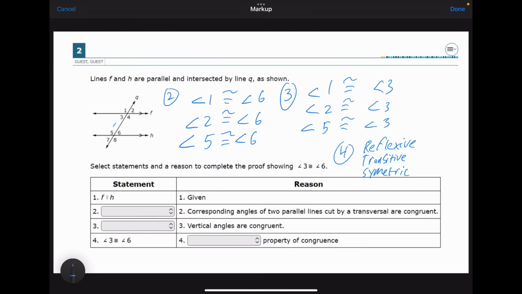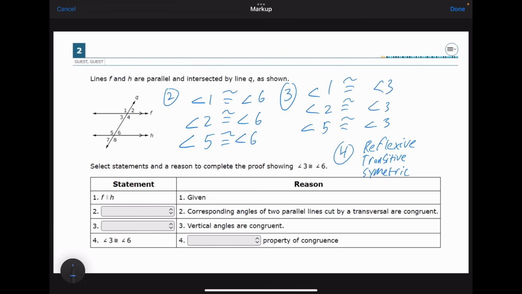Okay, question number 2. We're given lines F and H are parallel and intersected by line Q, as shown in the diagram below. Now, we are to select statements and then select a reason to complete the proof, showing that the angle measure given by 3 is congruent to angle measure 6. So here in the diagram, we can see that there are 8 total angles that are given, which is in this diagram here. And then I've drawn out the specific answers in each of the drop downs.